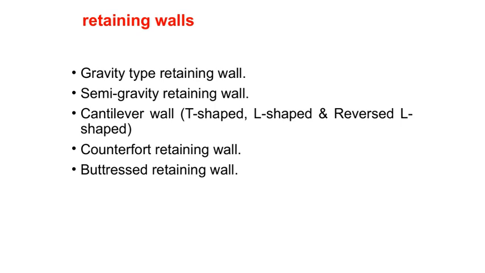This design incorporates vertical and horizontal supports called counterforts, which effectively transfer the load and allow for taller walls with less material. Lastly, we have the buttressed retaining wall, which features large buttresses or supports at intervals to help distribute the pressure and add stability. All these types serve different purposes based on height, load, and soil conditions. Understanding these variations helps us select the most appropriate design for each project, ensuring safety and efficiency in earth retention.